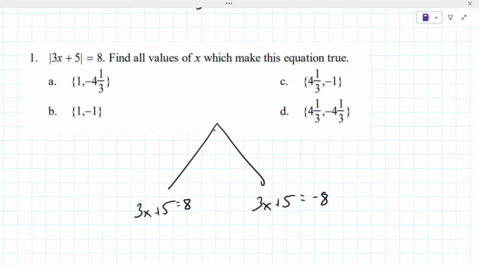Your audio cut out or something. Yeah, just go ahead and solve these so you can get the second answer, please.